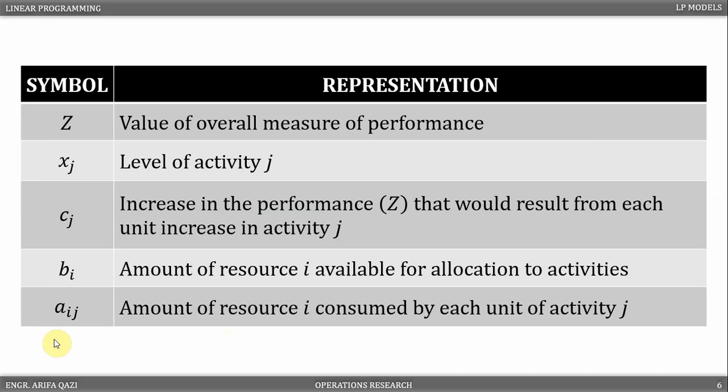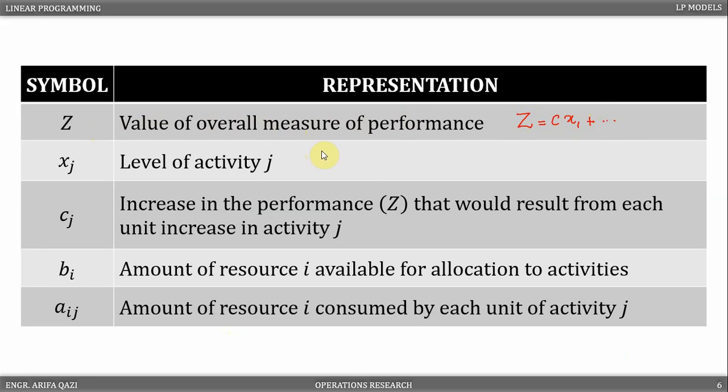This is a list of the different symbols used in the model and their description. Z represents the objective function, which is again the value of the overall measure of performance. As shown in the previous slide, we often write Z in the form of some parameter times the level of activity, and so on and so forth. And Z is a combined value of all these terms.